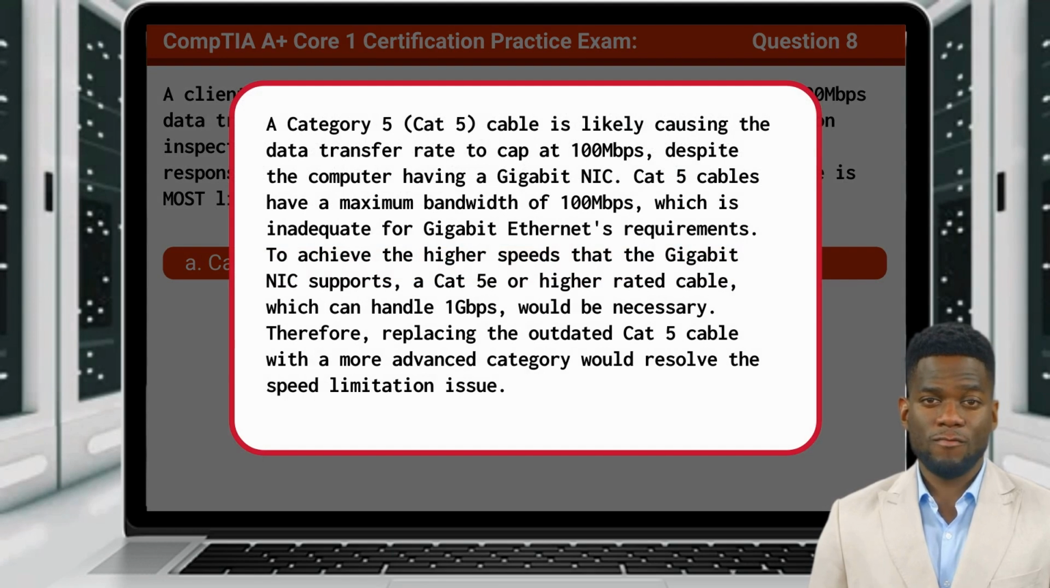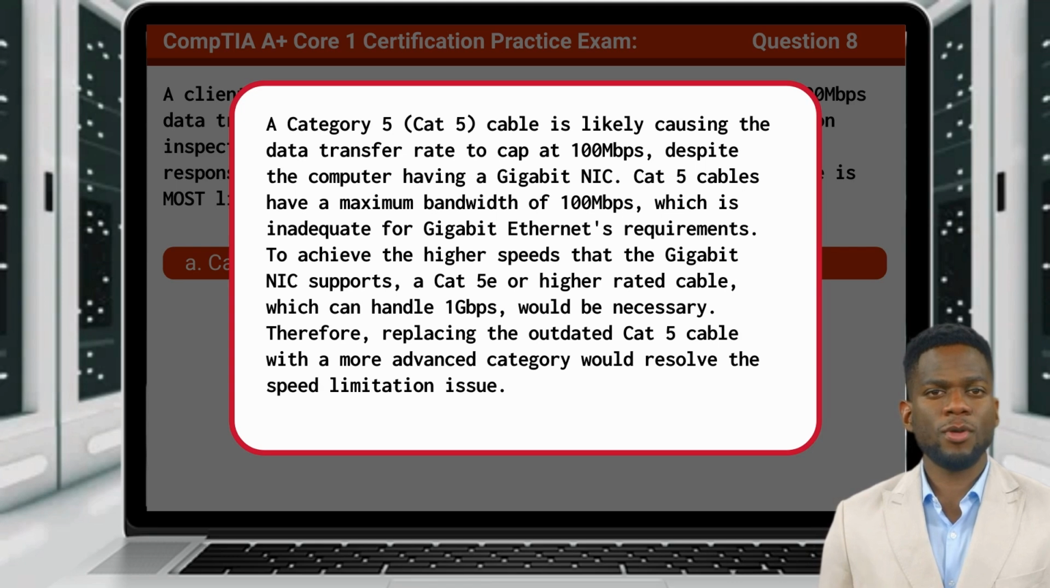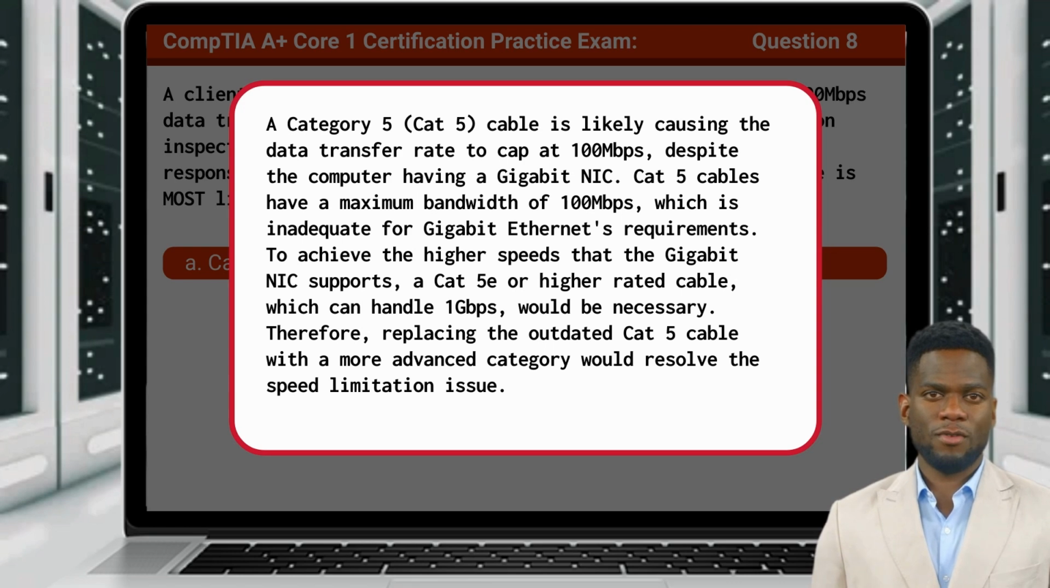A Category 5 or Cat5 cable is likely causing the data transfer rate to cap at 100 megabits per second, despite the computer having a gigabit NIC. Cat5 cables have a maximum bandwidth of 100 megabits per second, which is inadequate for gigabit Ethernet's requirements. To achieve the higher speeds that the gigabit NIC supports, a Cat5e or higher rated cable, which can handle 1 gigabit per second, would be necessary. Therefore, replacing the outdated Cat5 cable with a more advanced category would resolve the speed limitation issue.